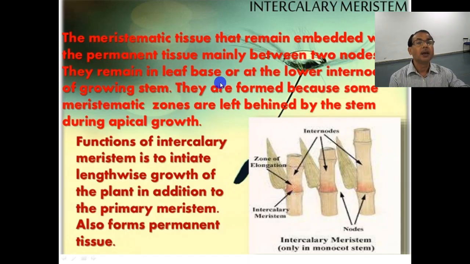They remain in the leaf base or at the lower internodes of the growing stem. I have already explained these points. They are formed because some meristematic zones are left behind by the stem during apical growth. Now, what is the function of intercalary meristem? It is to initiate lengthwise growth of the plant.